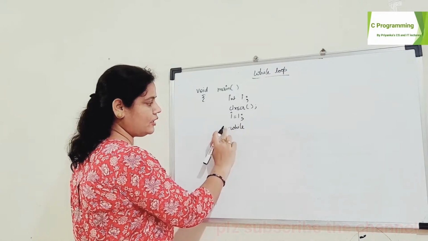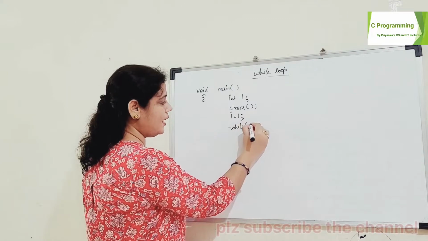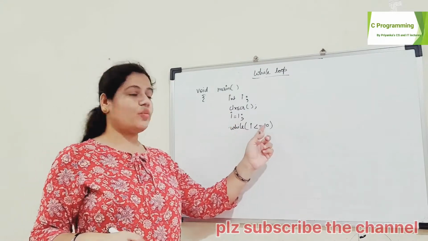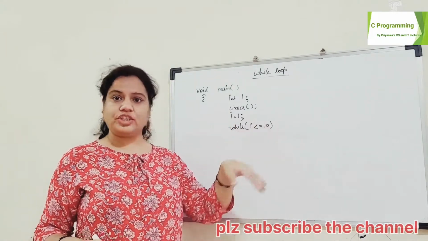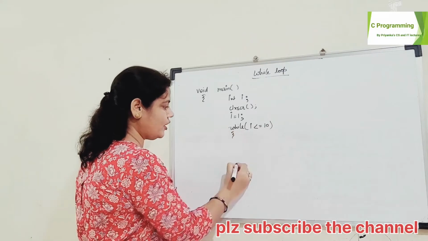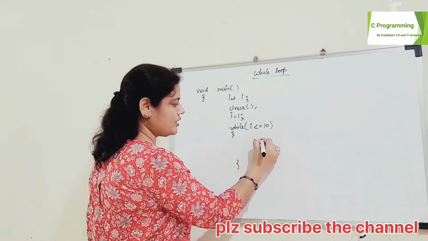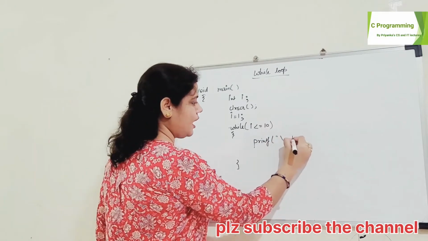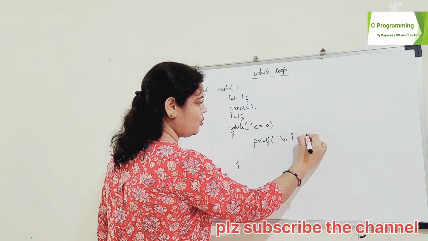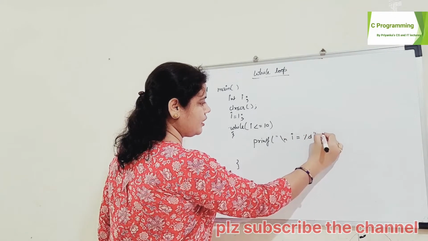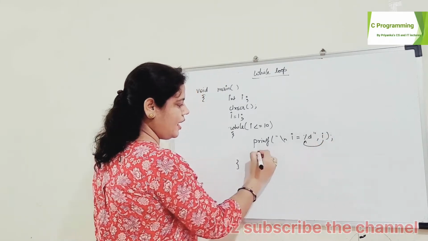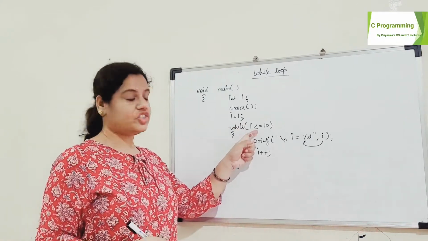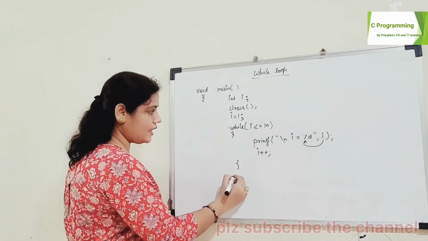While, W is small, this is a keyword again. I less than or equal to 10. My condition is: till I becomes 10, I have to execute my statements. Then what are the statements which I want to execute? First, I want to print the value. \n is for new line. I is equal to %d. Here the value of I will come, and then I plus plus. Here is initialization, here is the test condition, here is increment, decrement. Nothing else I need to do.